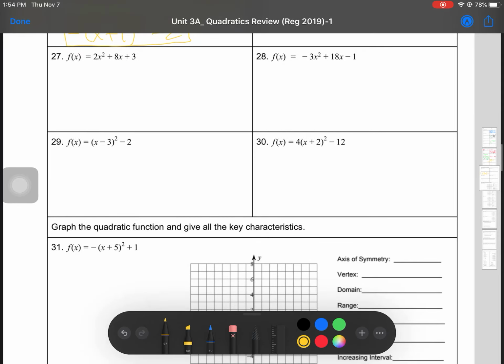Okay, when you get to ones like 29 and 30, remember to FOIL out your binomial first. If you have something in front, after you FOIL it, you can distribute it, and then combine your like terms.